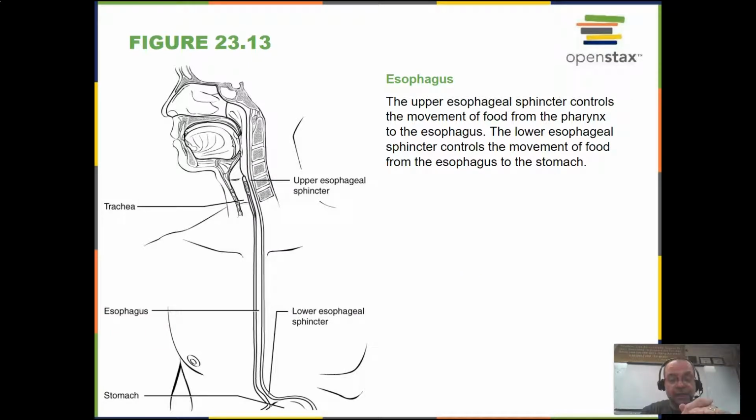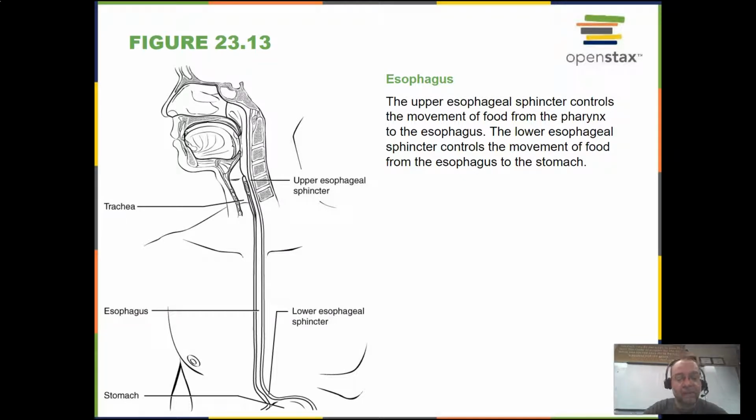Contrary to the esophagus, the trachea is in front of it. It's anterior to the esophagus. In this diagram here, you can see the trachea here. Here's the esophagus posteriorly, and there's no reason for the esophagus to stay open all the time. Versus the trachea, it needs to stay open to get air in and out, and it does so because of the cartilaginous rings that keep it open, the C-shaped rings.